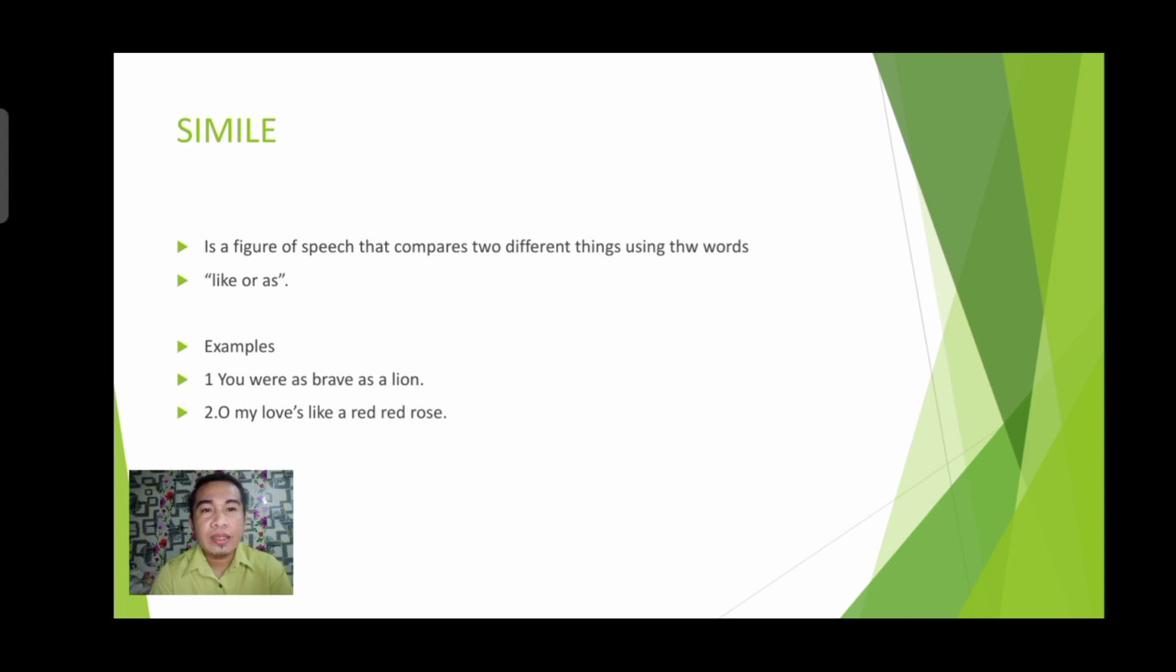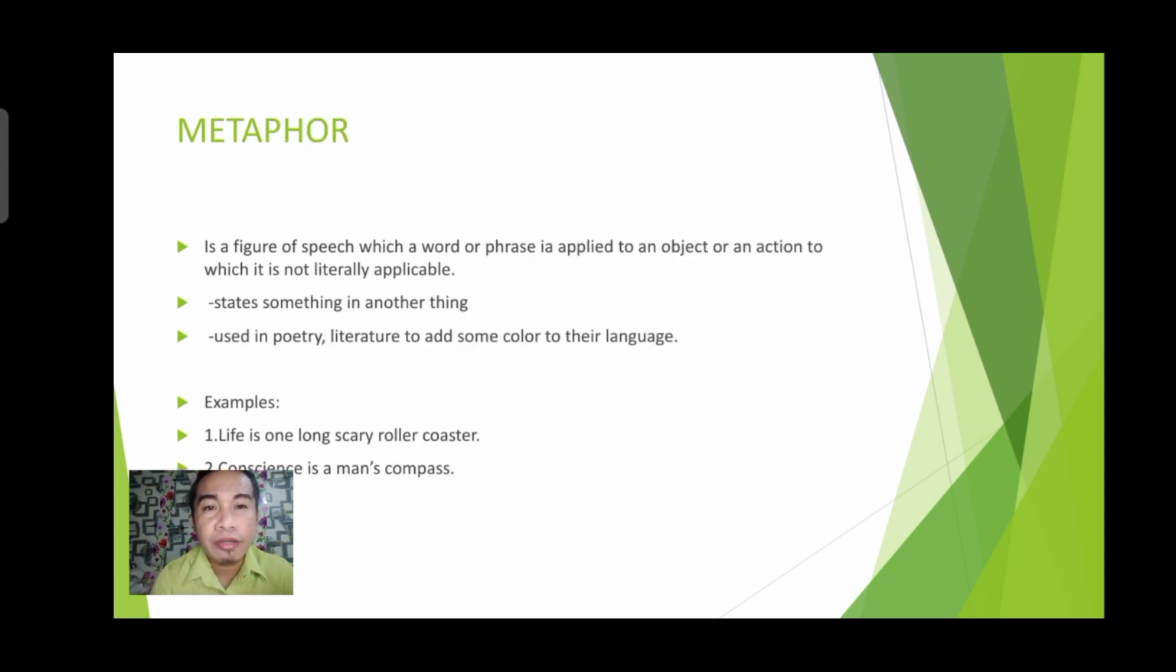Oh, my love's like a red, red rose. Right? So we have love and rose. So we use like to compare the two different things, right? Okay, that is a simile. How about the other one? The metaphor.